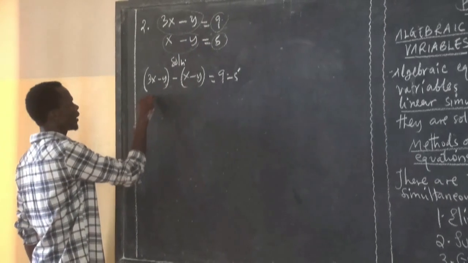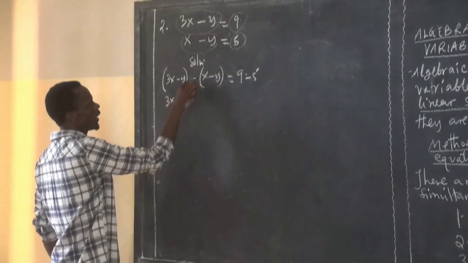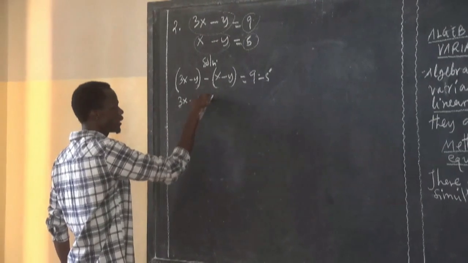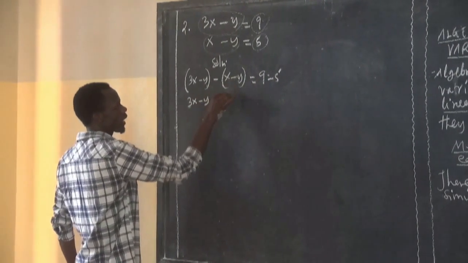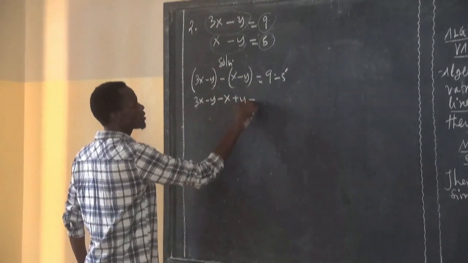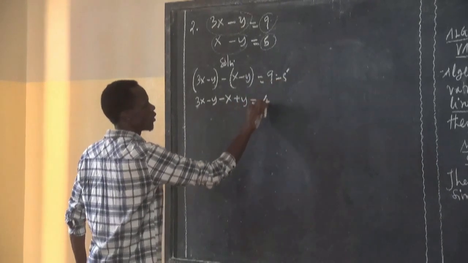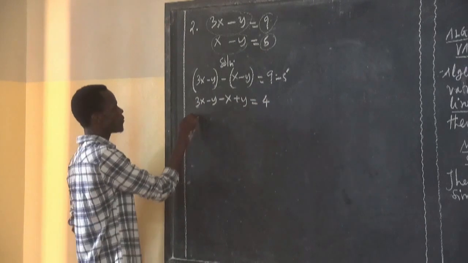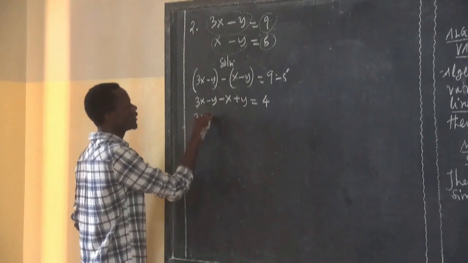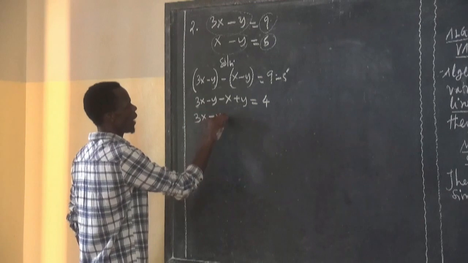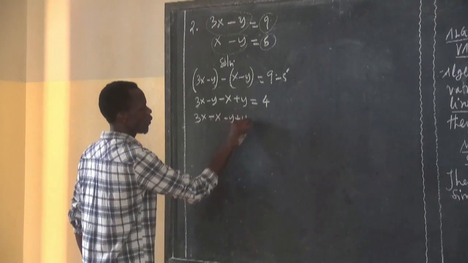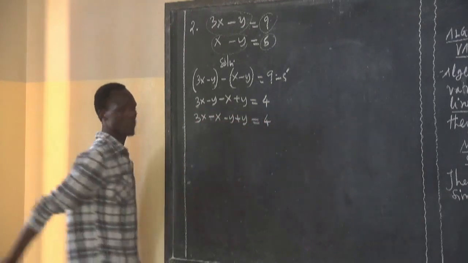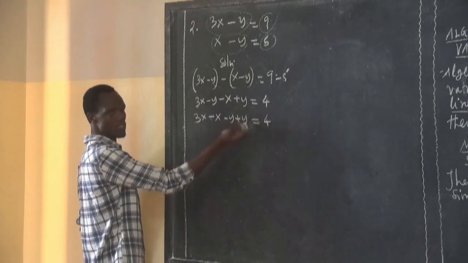Then we have 3x minus y. Then negative times the positive, it is negative x. Negative times negative, it is positive what? Y. Is equal to 9 minus 5, which is equal to 4. Now, collect the like terms. You have 3x minus x, minus y plus y, is equal to 4. Now negative y plus y is equal to 0.